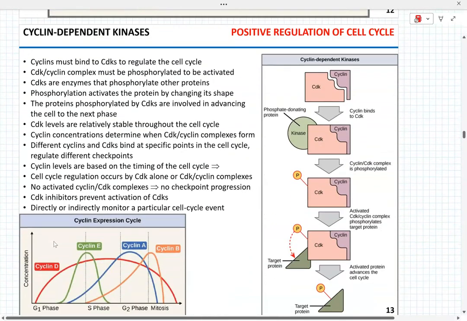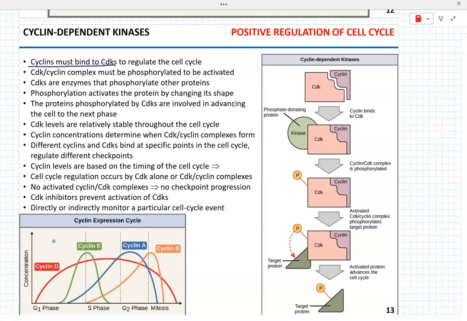Now, in order to regulate the cell cycle, cyclins must bind to cyclin-dependent kinases, CDKs. These complexes between CDK and cyclin can be phosphorylated, and that phosphorylation activates them. You can see here on that panel that cyclin binds to CDK, then an enzyme called a kinase phosphorylates the CDK-cyclin complex. So now the CDK-cyclin is activated. Phosphorylation activates the protein because addition of the negatively charged phosphate group changes its shape.